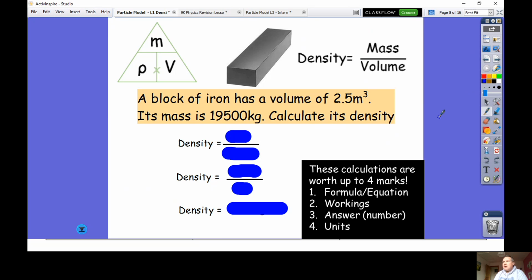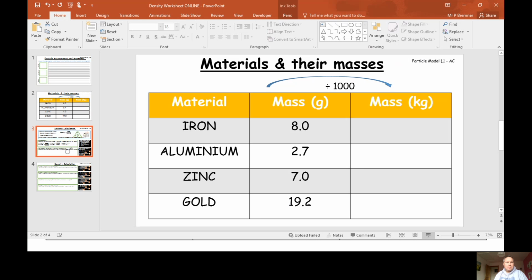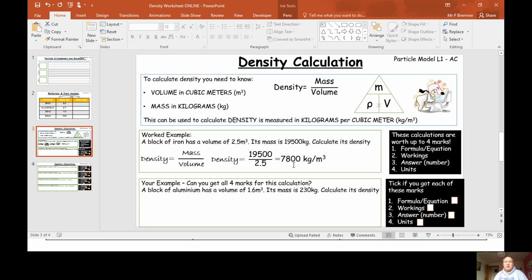Every calculation in your GCSE physics can be worth up to 4 marks. Let's have a look what we need to do to get 4 marks. This calculation is on your worksheet. The first calculation I've already done for you. You can follow along the calculation to see how we get to the answer.